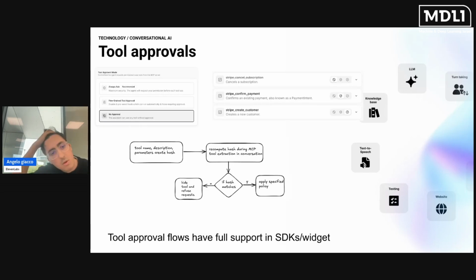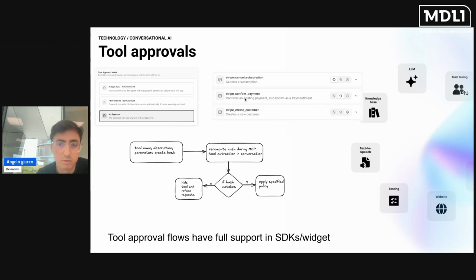And then a bit more about the tool approvals. So once you've created an MCP server, here is what it looks like when I connect my Stripe MCP server to ElevenLabs. You get asked a few questions, like, do you always want to allow a tool from this provider to be executed? Do you want it to be more fine-grained, where you get a mid-conversation request, or do you want to specify it at different levels during a conversation?